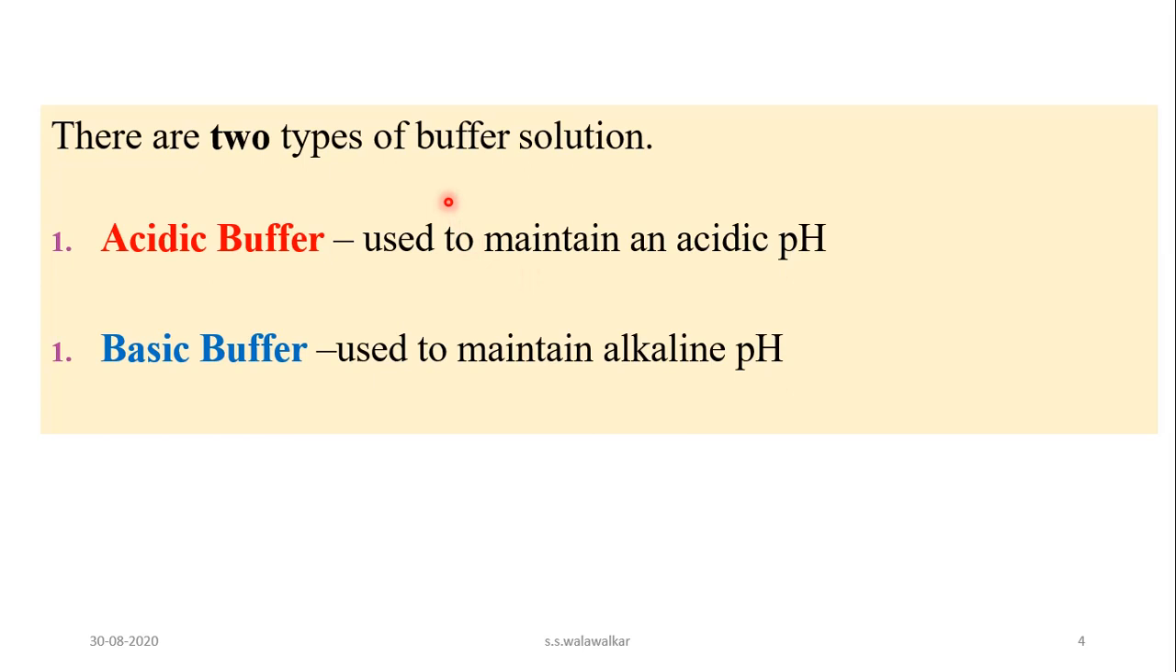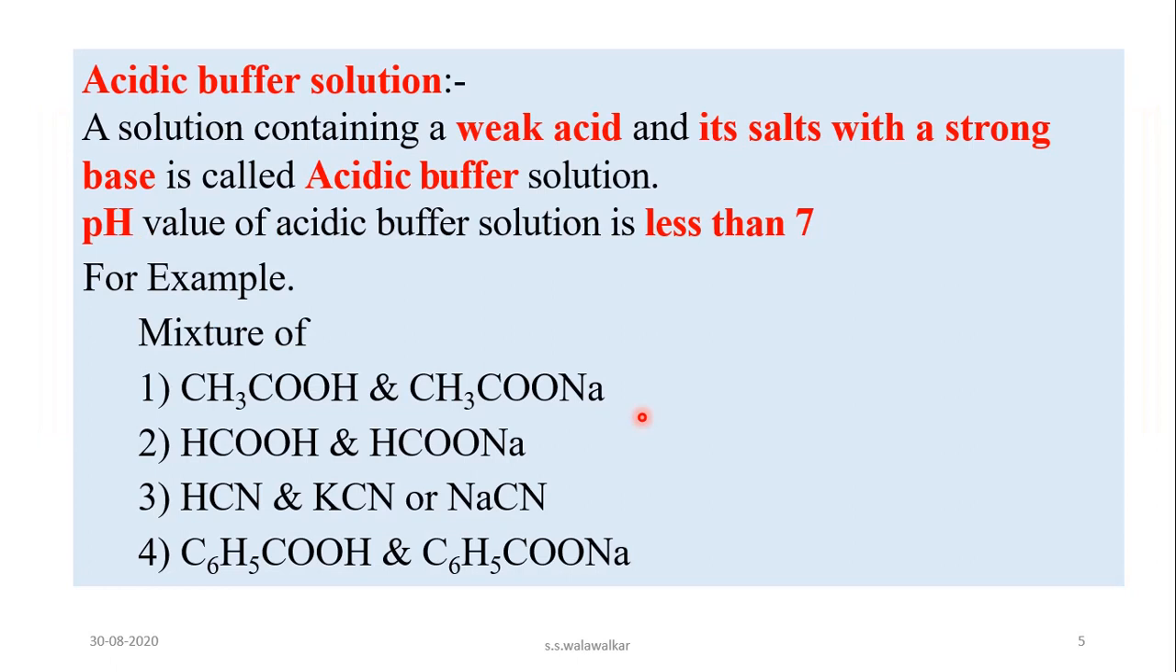There are two types of buffer solutions, acidic buffer and basic buffer. Acidic buffers are used to maintain acidic pH, and basic buffers are used to maintain alkaline pH. Now, acidic buffer solution means a solution containing weak acid and its salt with a strong base. And the pH of acidic buffer solution is less than 7, that is, in between 0 to 7.